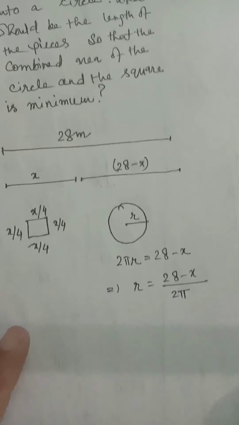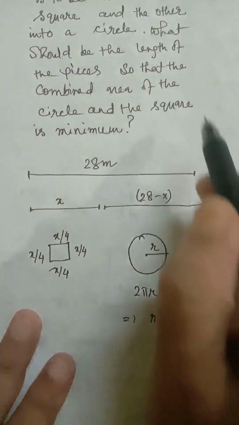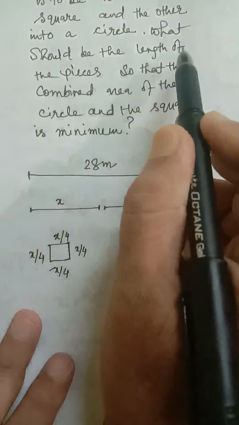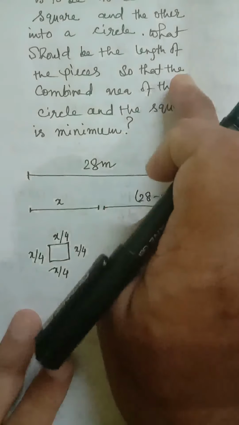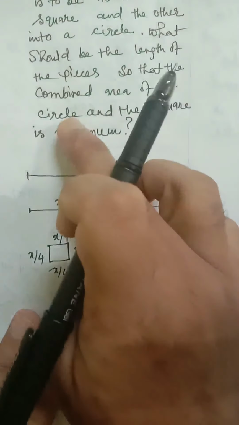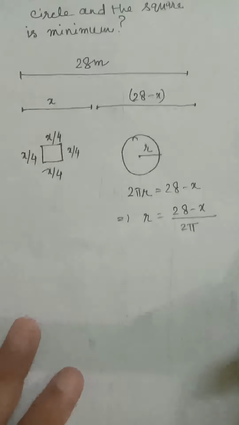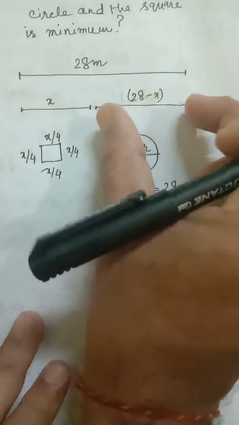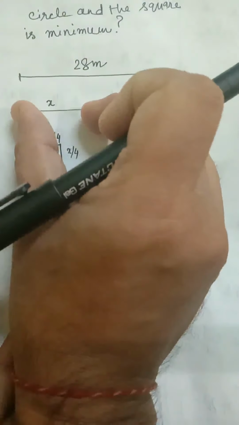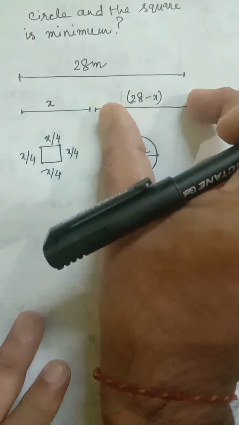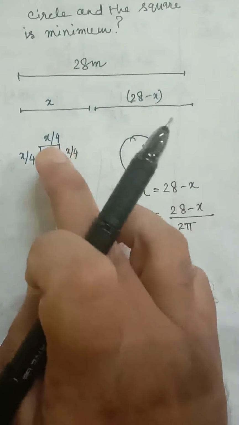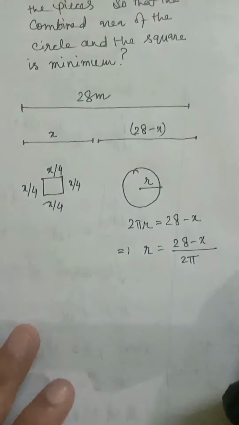Okay, now what we have to show: what should be the length of the two pieces, what should be the value of x, so that the combined area of the circle and the square is minimum. If we can find x, we can find the length of the pieces, so that the combined area, that is area of this plus area of this, will be minimum.